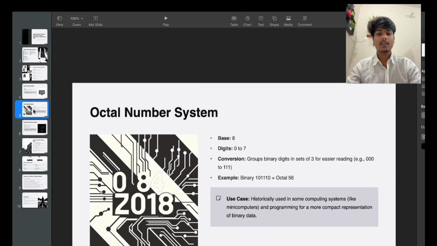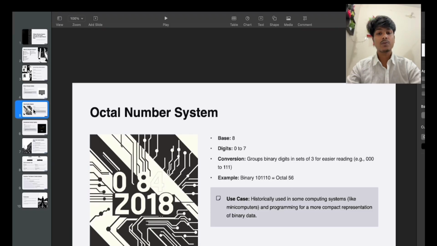Let's start with the octal number system. The octal system has a base of 8, which means it uses 8 digits ranging from 0 to 7. One of the main reasons octal was used historically, especially in older computing systems and minicomputers, is that it provides a more compact way to represent binary numbers.